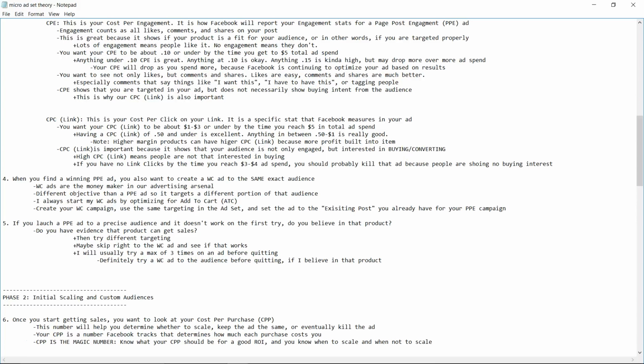So no matter what, you want to be looking for link clicks. Here's how you look at the variables. If you have an ad that's getting great engagement but no link clicks, then that means you found a good audience, but the ad you're running is just not getting people to click, right? So that means you should probably turn off the engagement ad because it's not really doing you any good.